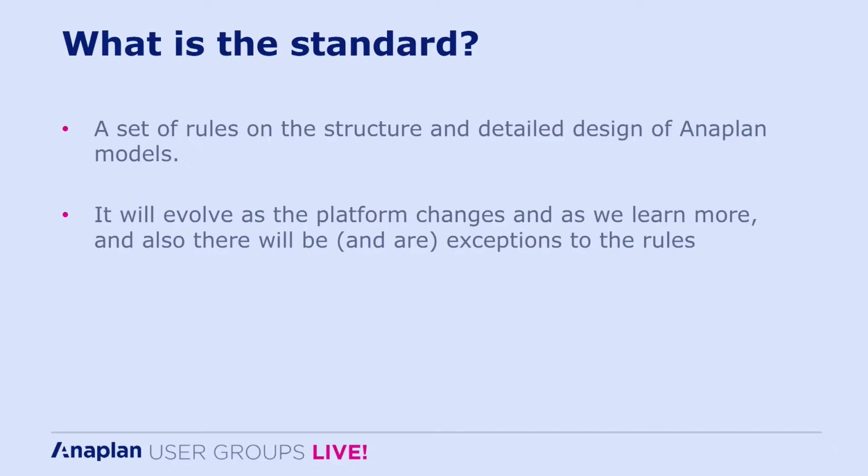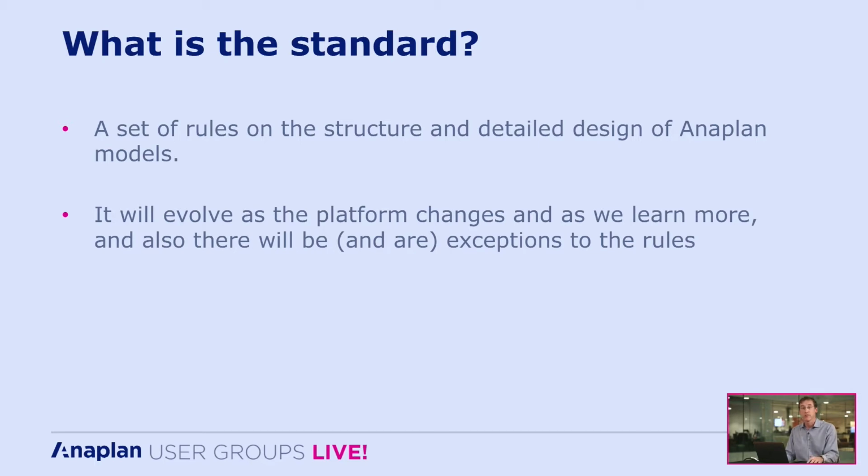So the Planual is the physical manifestation of our standard. The standard itself is a set of rules around model building. And it will evolve. This is essentially our initial cut of it, based on what we know. And as Lee showed you just now, we're evolving our platform. So as we evolve our platform, we will also evolve the standards.